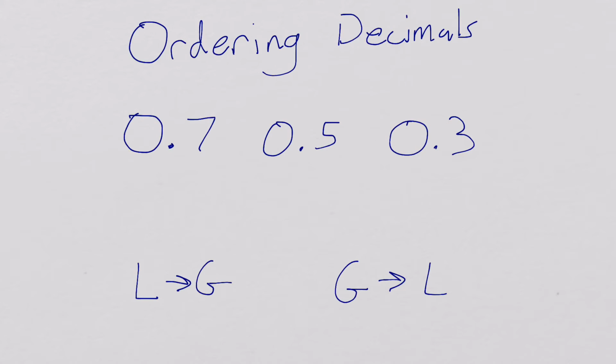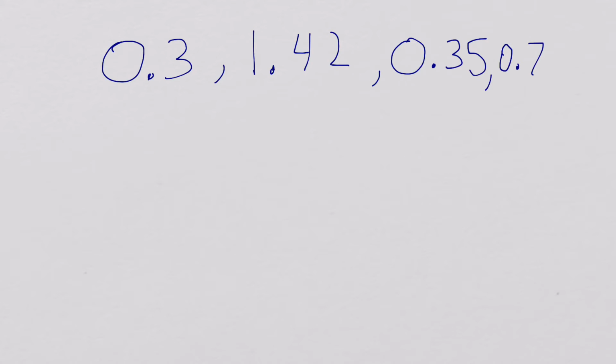Let's try with a different set of decimals this time. This time I've given us 4 decimals to work with, and I'm going to say we want to go from greatest to least. We want to start with our largest decimal and end up with our smallest decimal. So, just like before, we start by taking a look at our place values. Look at our ones place value. We have a 0, we have a 1, we have a 0, and we have a 0.